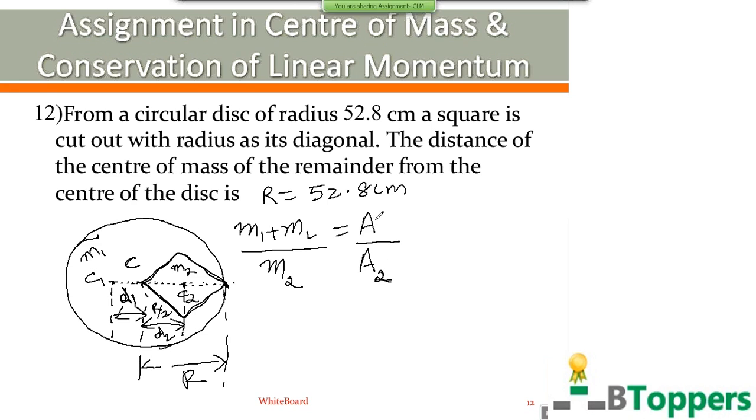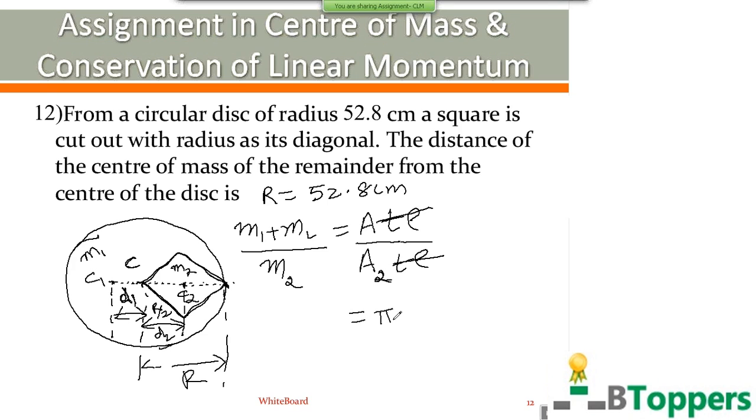Here it is the area of the original disk, because for a uniform disk density and thickness will be the same. Mass can be written as volume into density, and volume can be written as face area into thickness. So if T is the thickness of the disk and rho is the density of the material of the disk, the total mass M1 plus M2 can be written as A T rho. M2 can be A2 into T rho. Thickness T and density rho are the same throughout the disk.